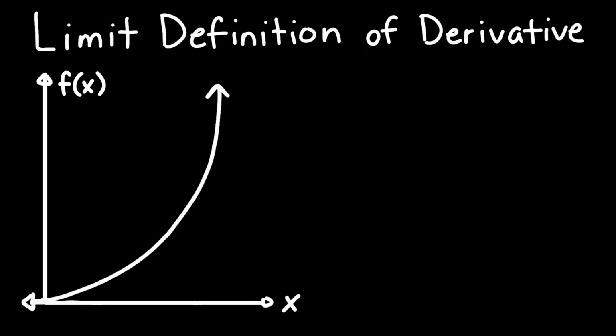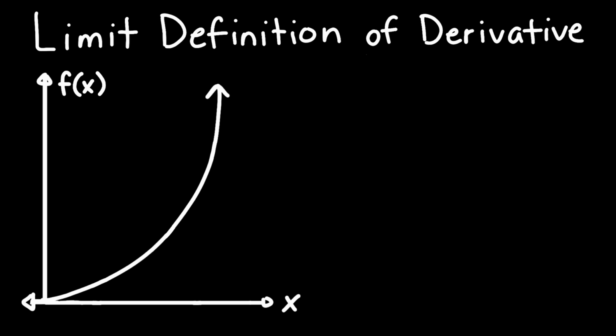In this video, I'm going to explain what the limit definition of the derivative is, and how you can use it to find the derivative of a function. So first of all, what is a derivative? Well, a derivative is the instantaneous rate of change at a point. An example of this would be like a speedometer in a car, because it tells you the miles per hour you're traveling at that very instant.